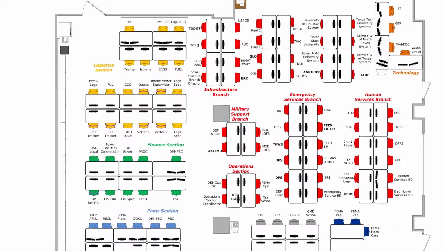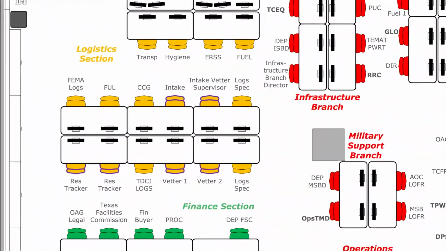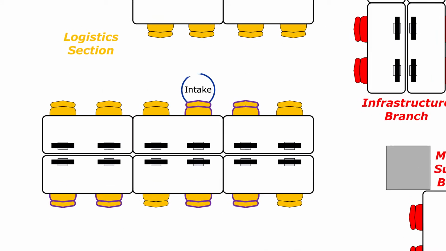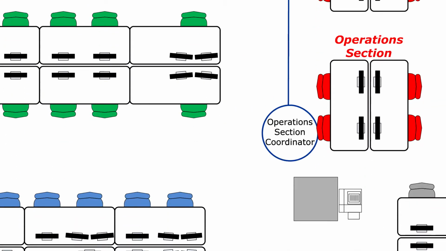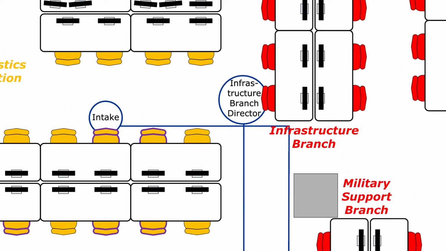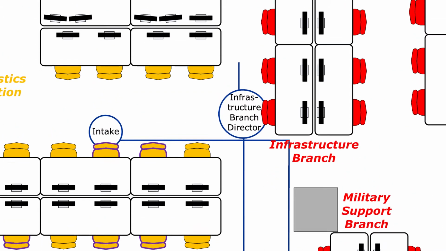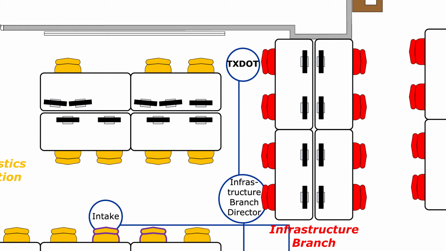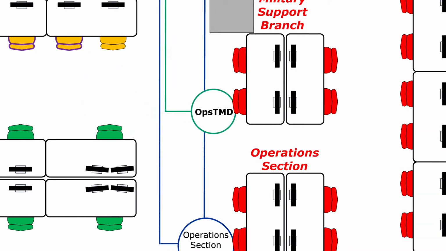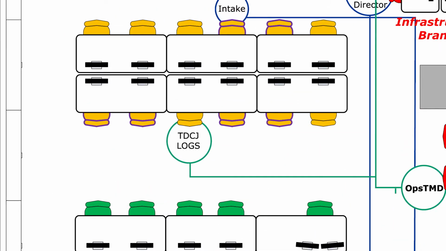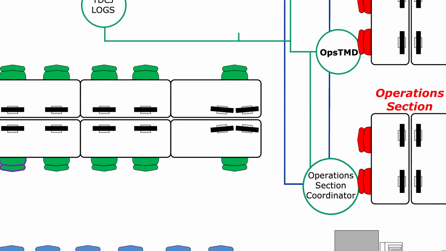In this example, the SOC is at an increased level of readiness. First stop, SOC intake at the logistics table. Next stop, Operations Section Coordinator. Third stop, Infrastructure Branch Director who sends it to the responsible party, in this case, the Texas Department of Transportation. TxDOT then coordinates with the supporting agencies, as well as required reviewers and approvers.